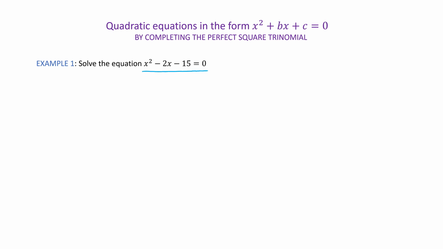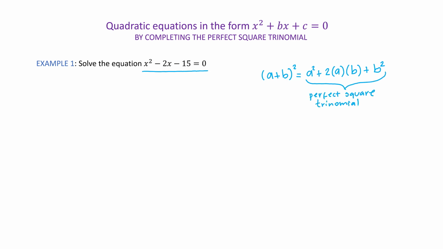First, we must remember that the perfect squared trinomial is the result of solving a squared binomial. The squared binomial is in the form (a + b) squared. When we solve a squared binomial, our result is the square of the first term plus 2 times the first term times the second term plus the square of the second term. This is what we call a perfect square trinomial, and we got it as a result of a squared binomial.